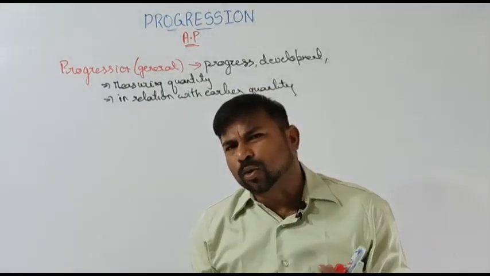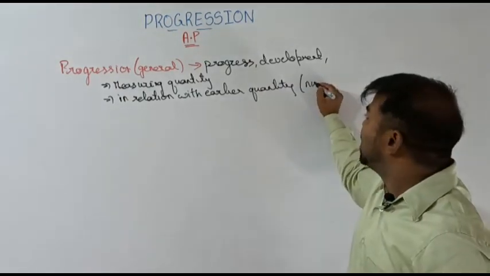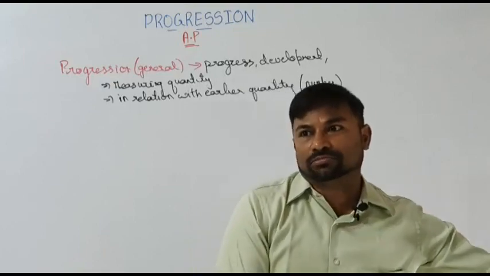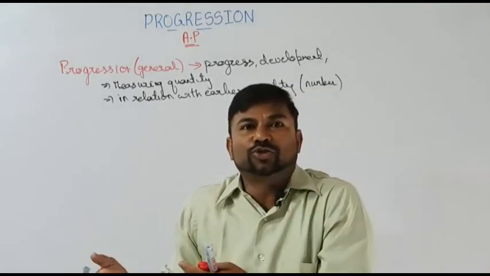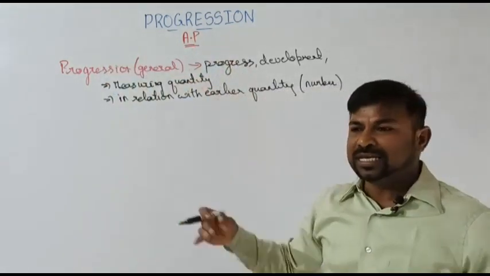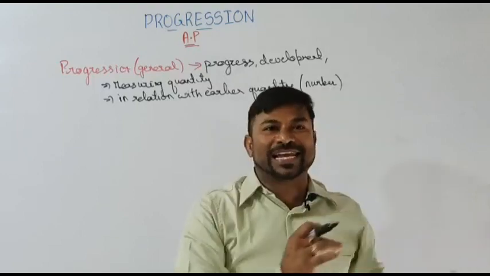Why am I using the word quantity? Quantity means we are always talking about a number. Right? It might be 4x, it might be 3y or simply 42, always a quantity. Okay? So progression is nothing but the measurement of something in relation with the earlier.